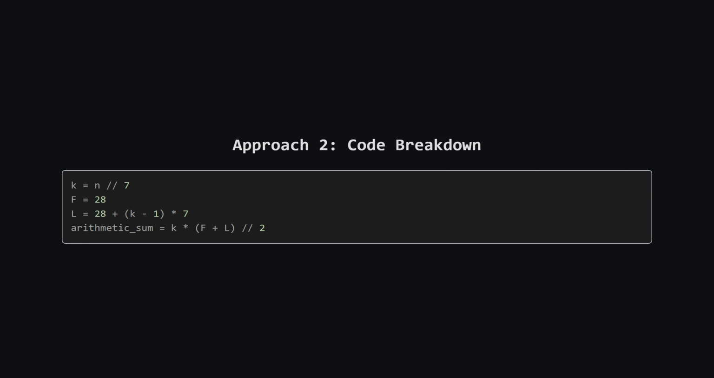Then, we define the sum of the first week, which is 28. Next, we calculate the sum of the last full week. Finally, we use the formula for the sum of an arithmetic series. It says the sum is the number of terms, which is k, times the sum of the first and last terms, all divided by 2. This one calculation gives us the total for all the full weeks combined.